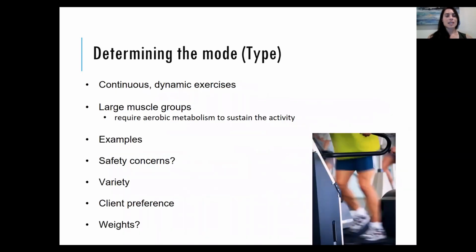Now let's look at type, okay? What we're really going for is continuous dynamic exercise. Dynamic meaning multiple muscle groups, multiple movement patterns. Again, large muscle groups are always ideal here because they're more metabolically active. And some examples can be anything from a treadmill to Stairmaster to swimming to biking.